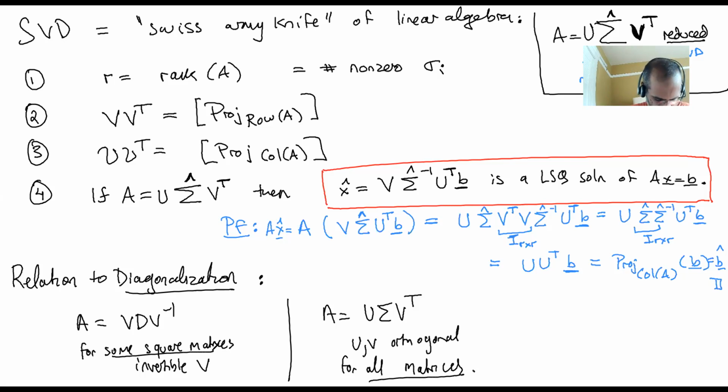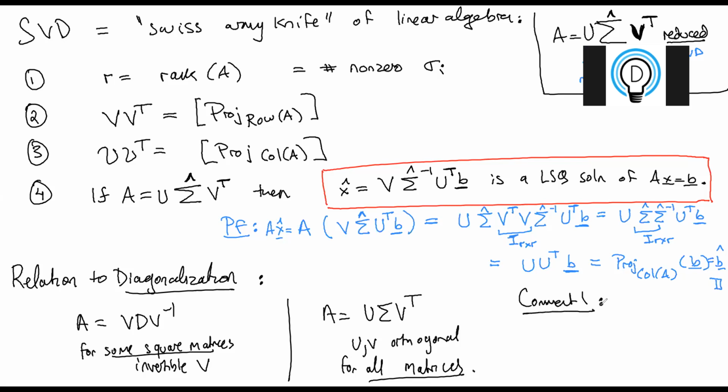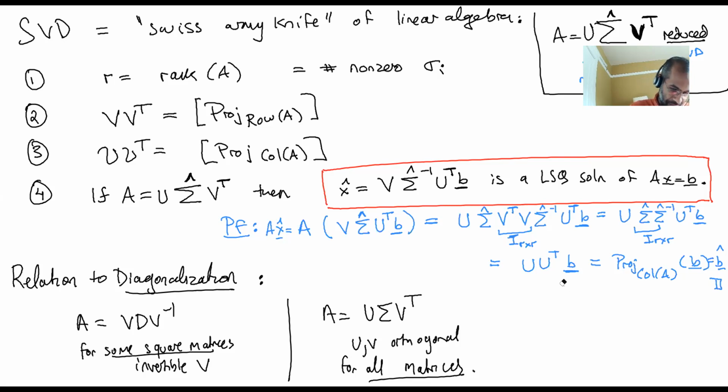So why should we care about diagonalization? Like, the singular value decomposition of a square matrix is the diagonalization. Okay, that's a very good point. So comment number one, or I guess I'm running out of space, so let me just write one here.